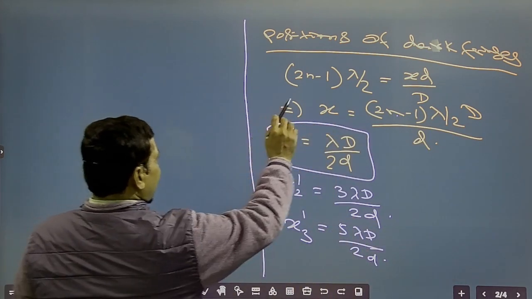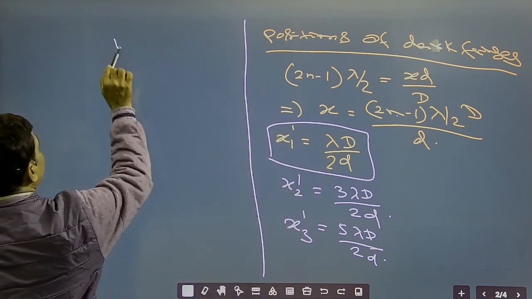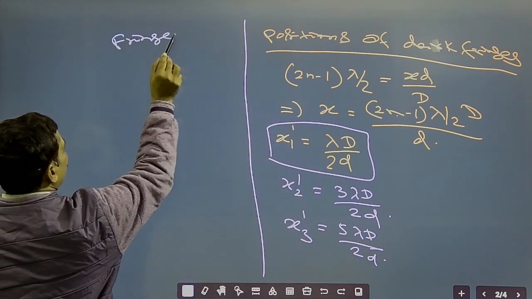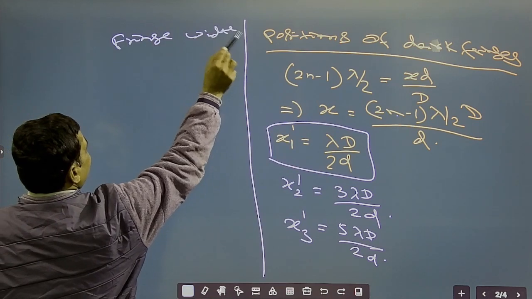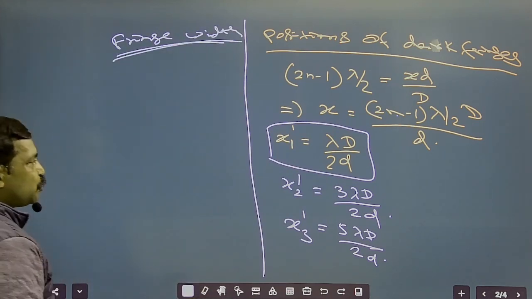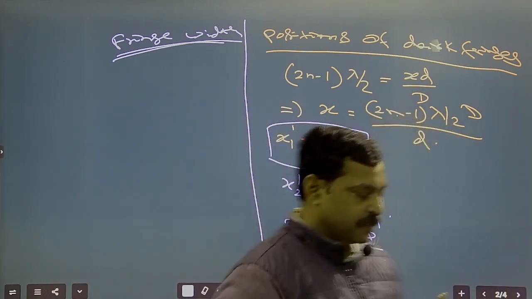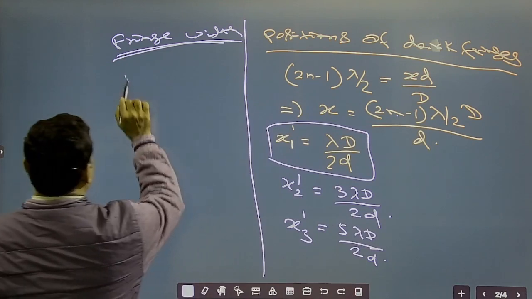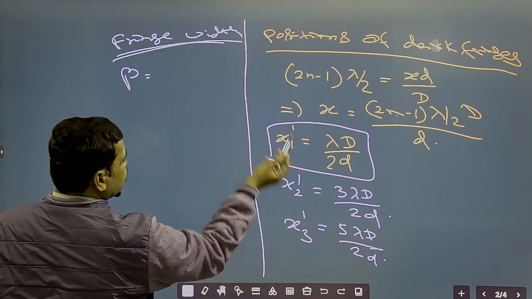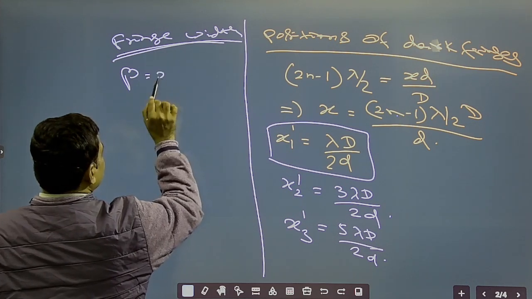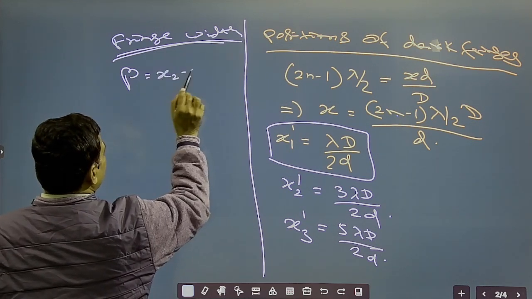So now another very important thing is fringe width. So we know what fringe width is. Fringe width is the distance between two consecutive dark fringes or two consecutive bright fringes. So here we will be getting the fringe width. Suppose we are considering the bright fringes. So this will be x2 minus x1.